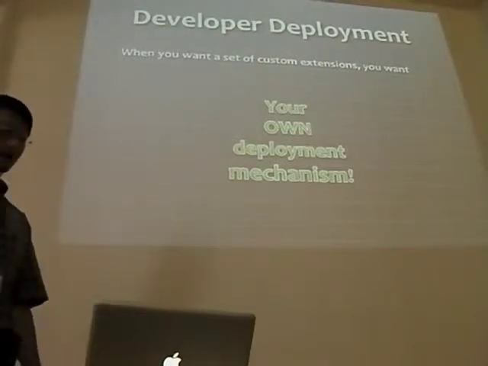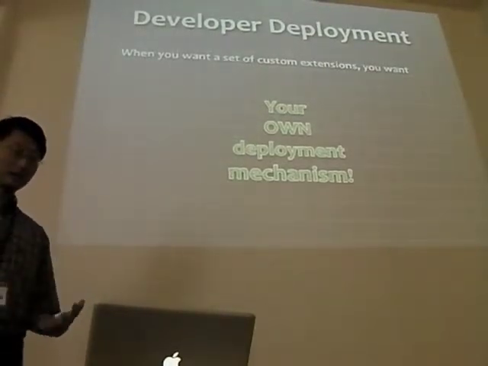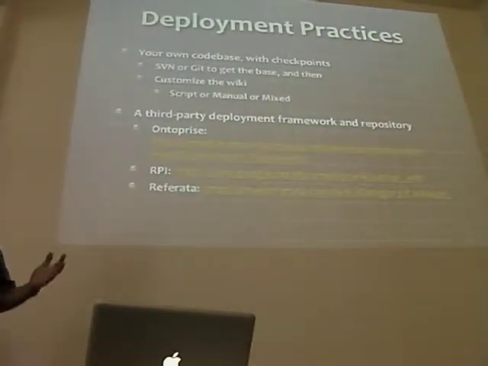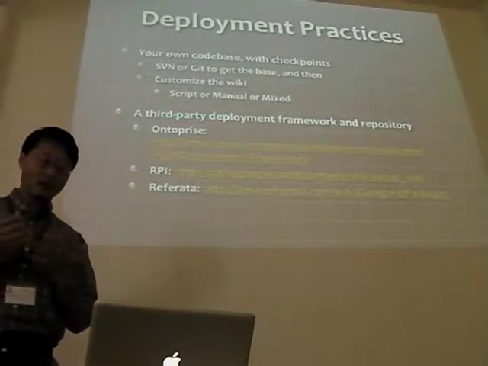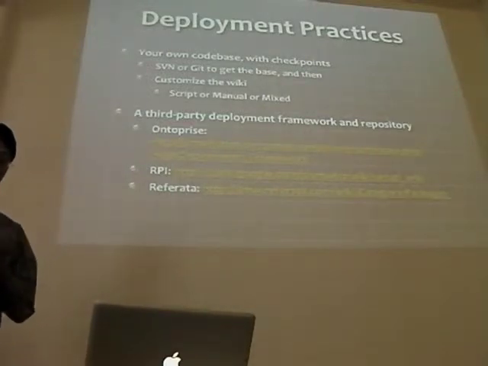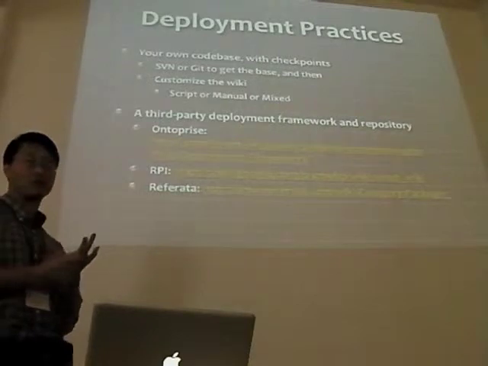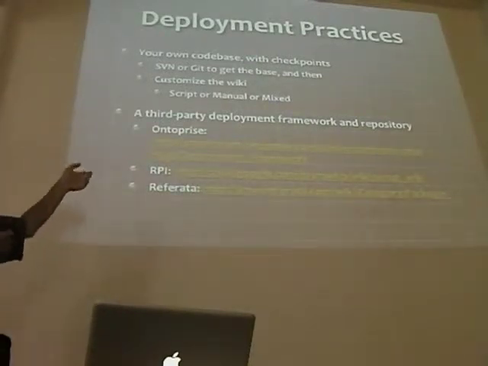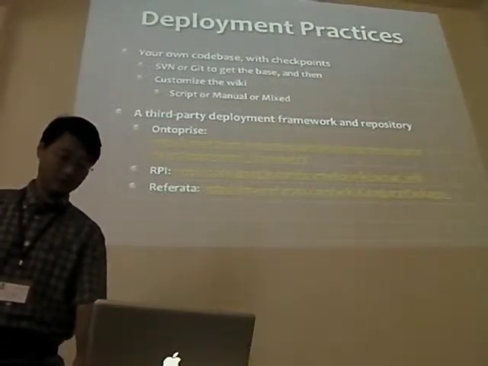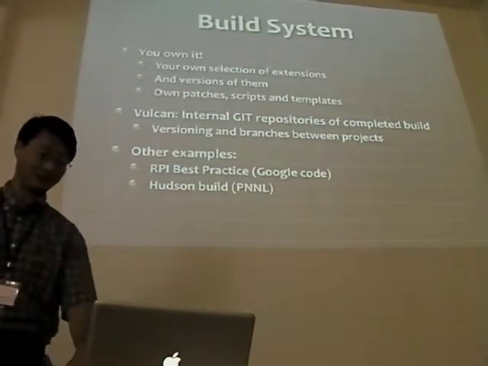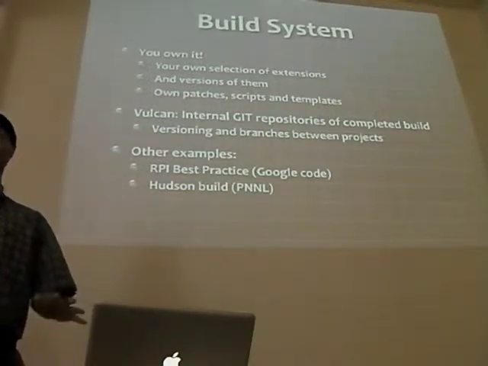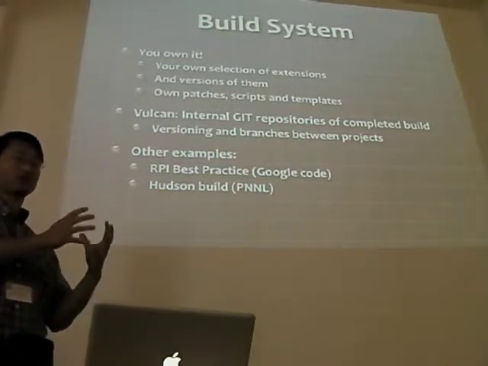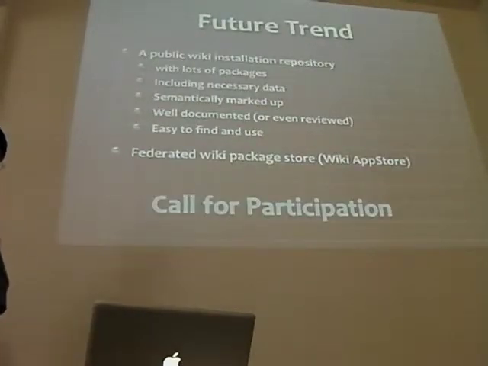If you're a developer and you really want your own deployment framework, set up custom extensions. There are many different practices for doing that. You can use SVN or Git, and you have your own repository. You can use some third-party repositories. There are several of them. I'm going to go fast. Just know this and keep it in mind. And if you're also a developer, you need your own build system because you probably have your own extensions. You need to run different versions of different extensions in different wikis.